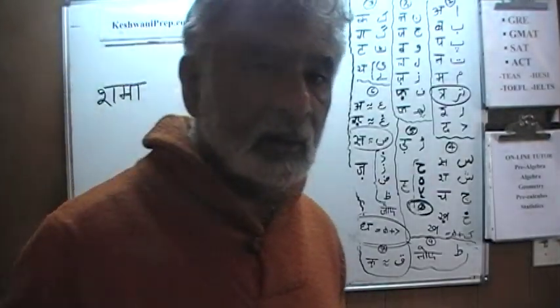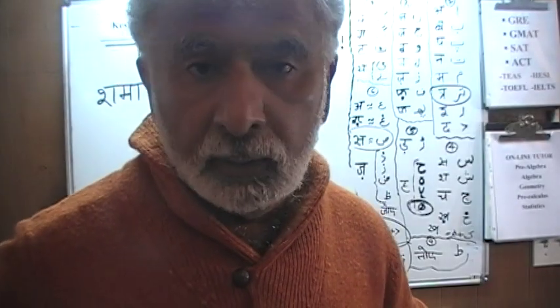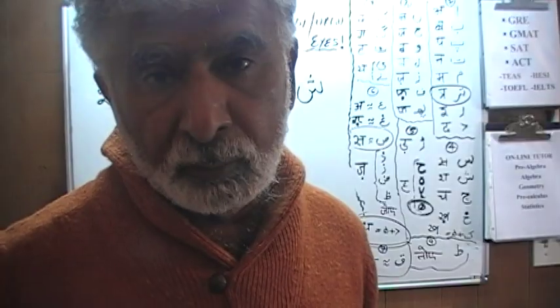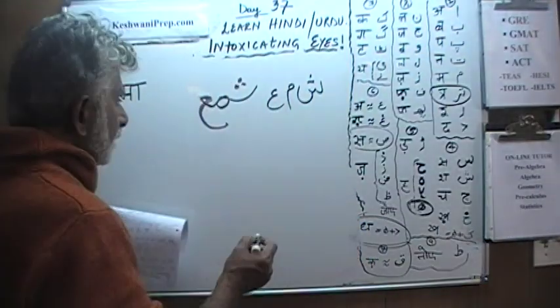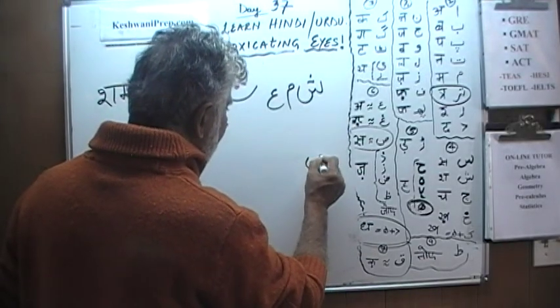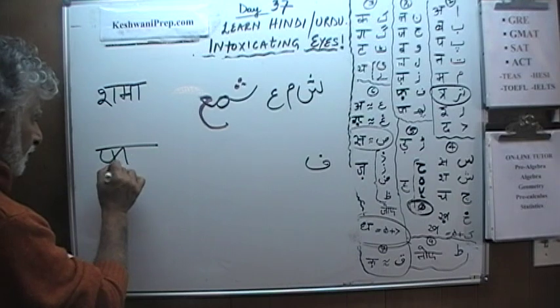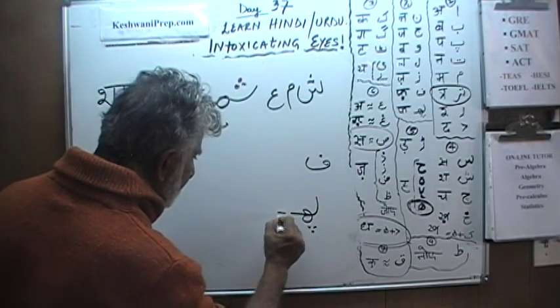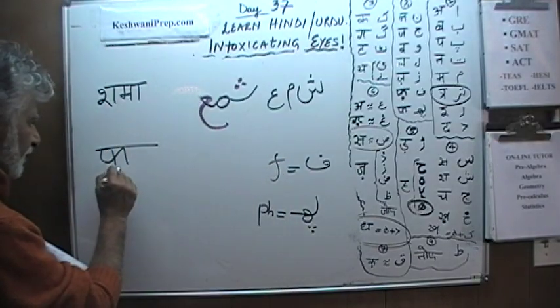This next word that we're going to write is actually a Persian word. As you and I both know, there are hundreds of words that have crept into Urdu from Persian and Arabic. This is a Persian word. It starts with a fe. Not ph, that's not what we're looking for. We're looking for f. So we put a dot. F.